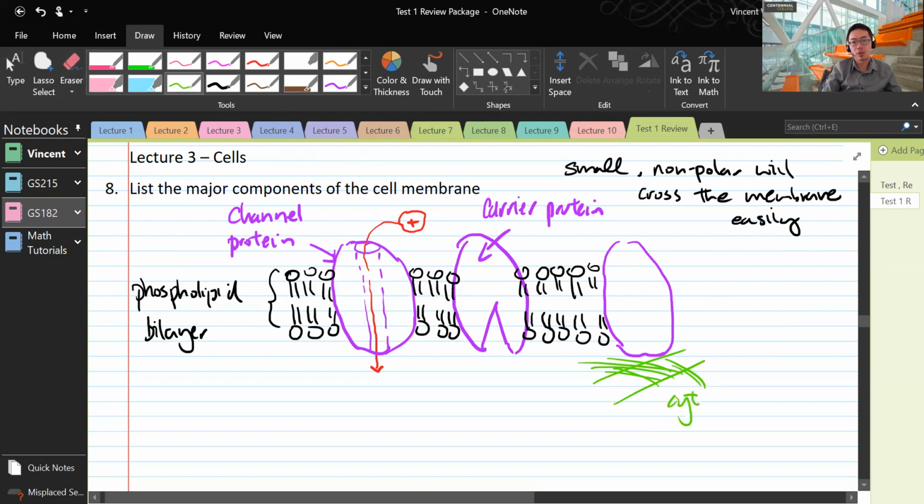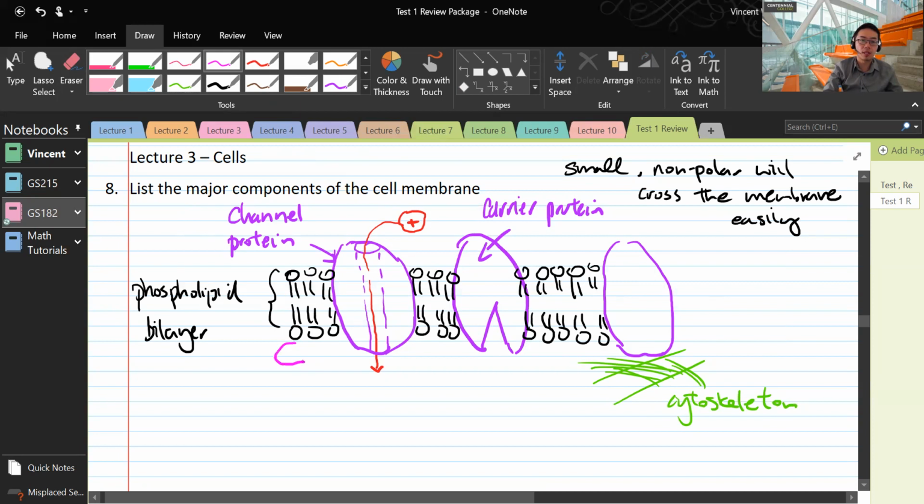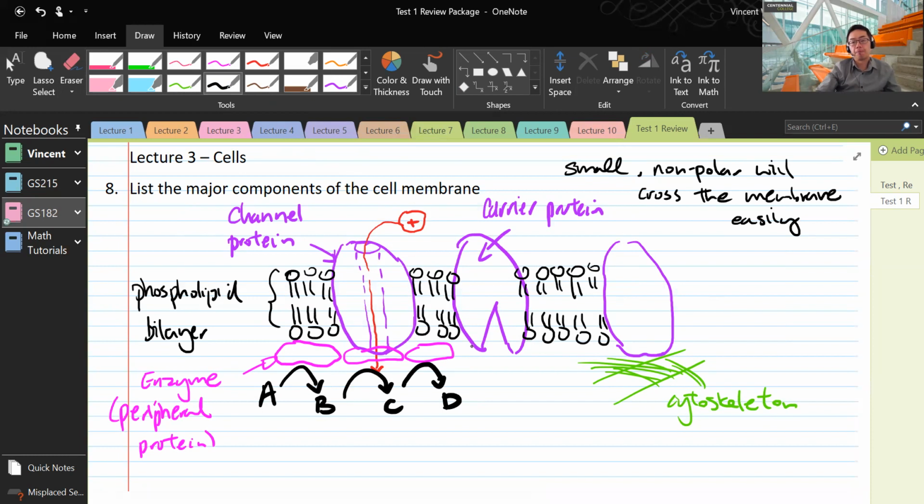We can also just have regular integral proteins that will allow you to attach to the cytoskeleton, right? So this is the cytoskeleton. You might have some that has enzymatic activity. Many other options. So let's put another one here. This could be an enzyme, and it's only on one side, so we call it a peripheral protein in this case. And then you might have multiple of these, right? So A comes along, it becomes B, and C and D. So it allows a series of chemical reactions to occur rapidly close to the cell membrane.